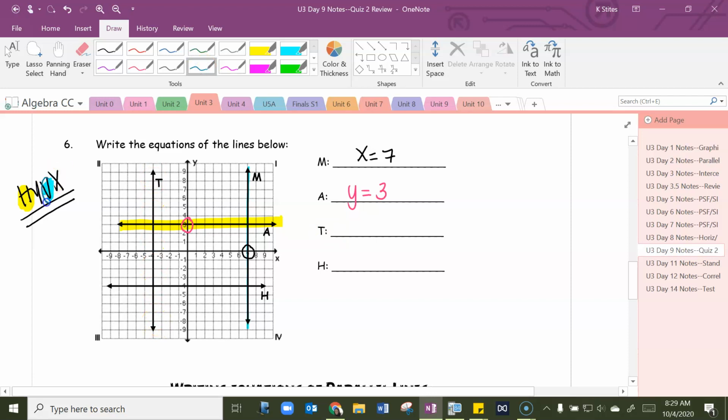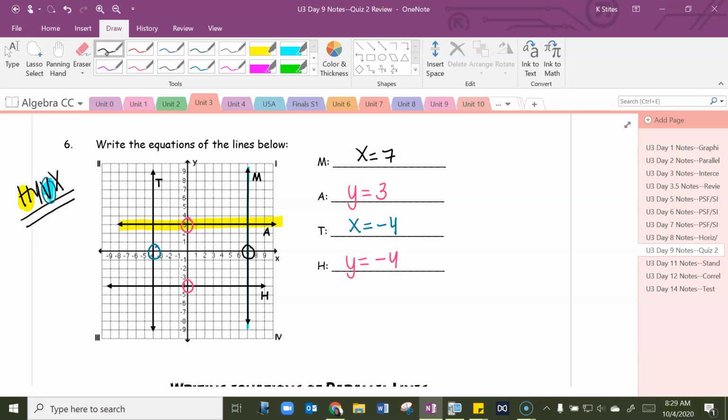Line T, vertical. So again, that's going to be x equals. And it goes through -4 on that x-axis. So we just put that there. And then finally, H is a y equals because it is a horizontal line. And it also goes through -4, but on the y-axis.